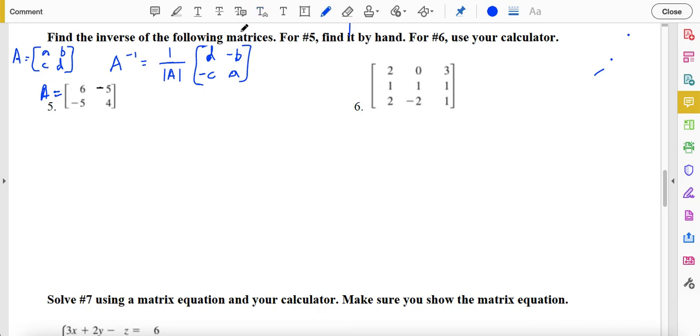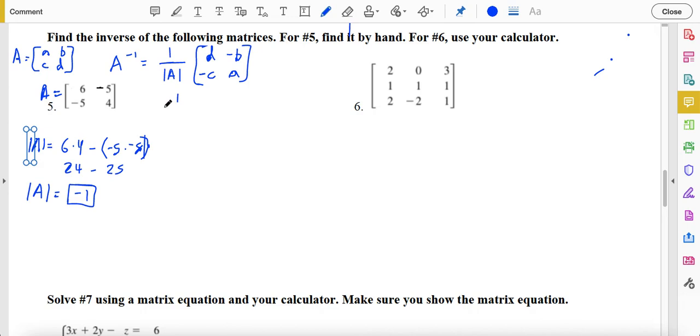So the first step is finding the determinant, finding this A with the bars around, which means the determinant. So the determinant of A is, we do 6 times 4 minus the product, negative 5 times negative 5. All right, so we've got 24 minus 25. So negative 1 is our determinant. So that is the determinant of A. All right, so that's negative 1. So that's the number that's going to go into here.